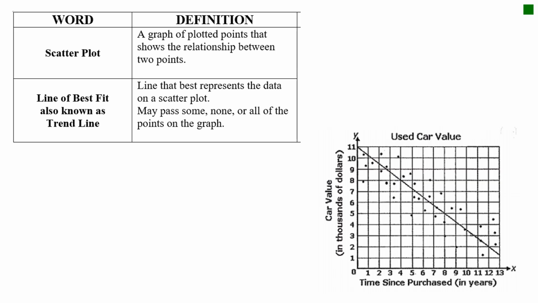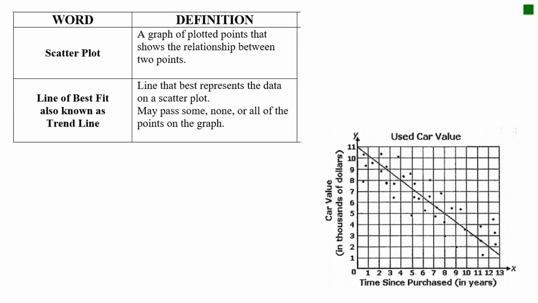Alright, so vocabulary for this target is scatter plot. Definition: a graph of plotted points that shows the relationship between 2 points. Below to the right, I provided an example of a scatter plot. Notice it's basically a graph, right? And it has a line, but you'll notice that the points are not necessarily all on the line. Some of them might be, but a majority of them are located either above or below. So it's impossible to draw one straight line that'll intersect all those points.